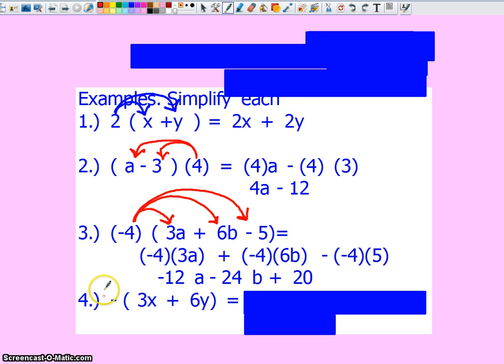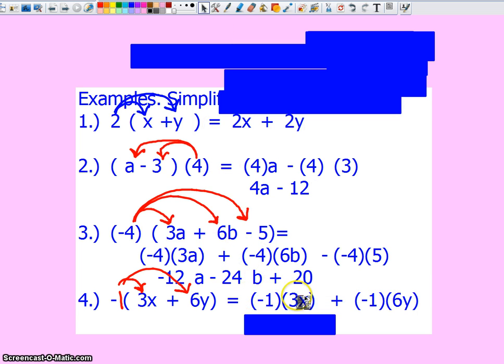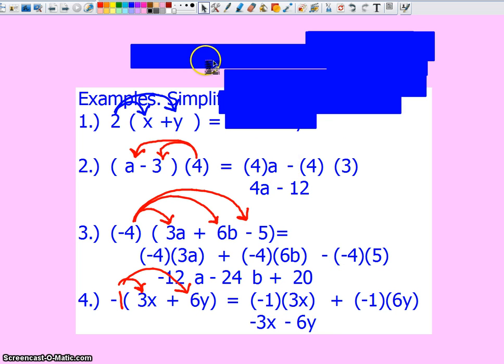If there is a negative sign in front without a number, remember that's like a negative 1. And you're going to take a negative 1 times everything in parentheses, which technically means you're just changing the signs. Because you're going to do negative 1 times 3x plus negative 1 times 6y, and you get negative 3x minus 6y. So basically, if there's a negative in front of the parentheses, you're just changing the signs of what was there.